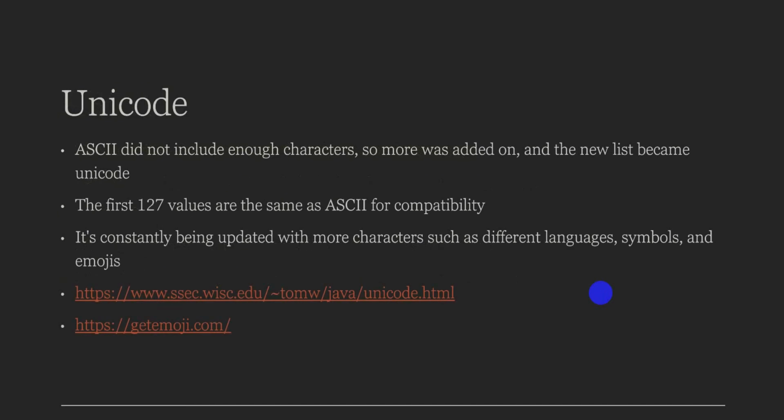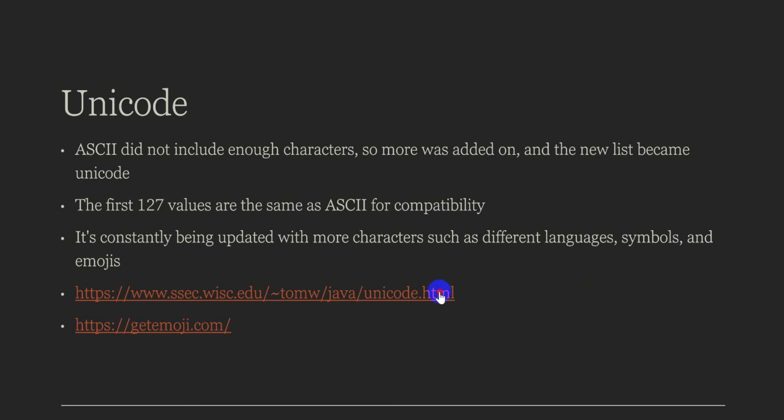And then we can obviously notice that ASCII doesn't include a lot of the characters from other languages or other symbols, so more was added on to the ASCII list, and the new list became Unicode. Unicode is very long, but the first 127 values are the same as ASCII for compatibility. Unicode is constantly being updated with more characters from different languages or different symbols and emojis.